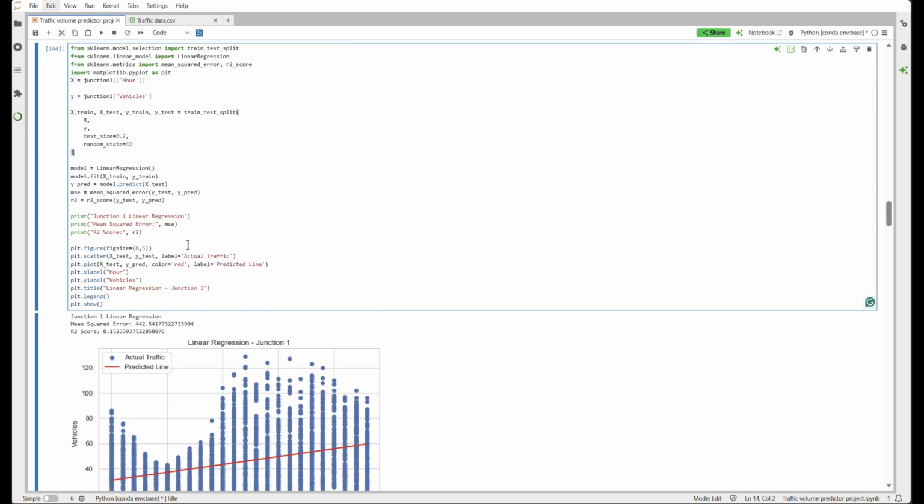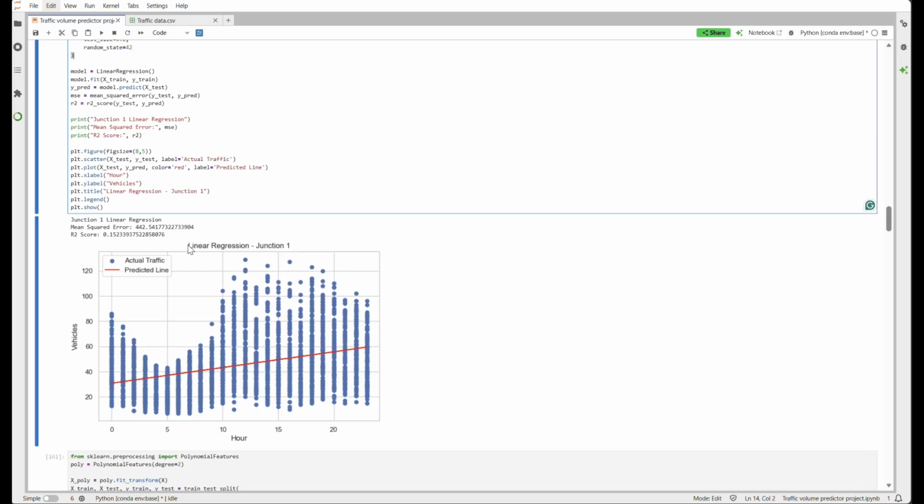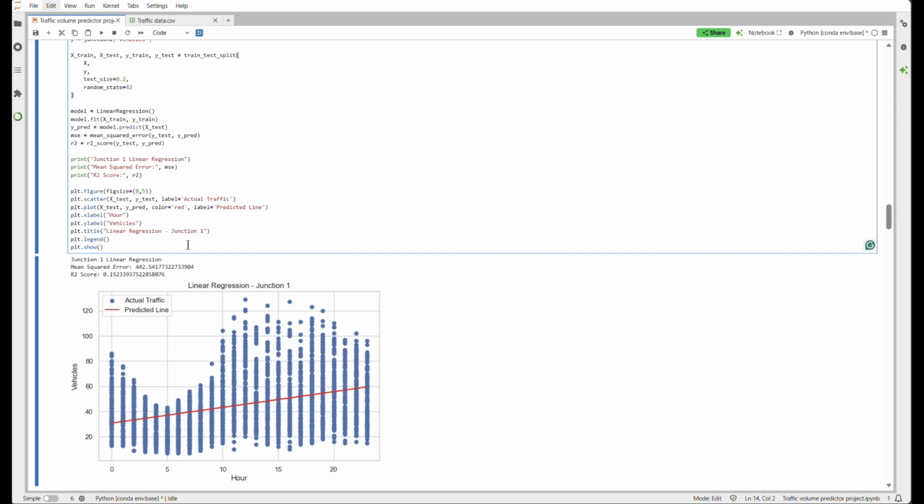After training the linear regression models, I generated predictions and evaluated the model performance using two evaluation metrics: mean squared error and R2 score. Mean squared error measures prediction error, so smaller values indicate better performance. R2 score measures how well the model explains the variation in traffic data, so values closer to 1 indicate stronger model accuracy.